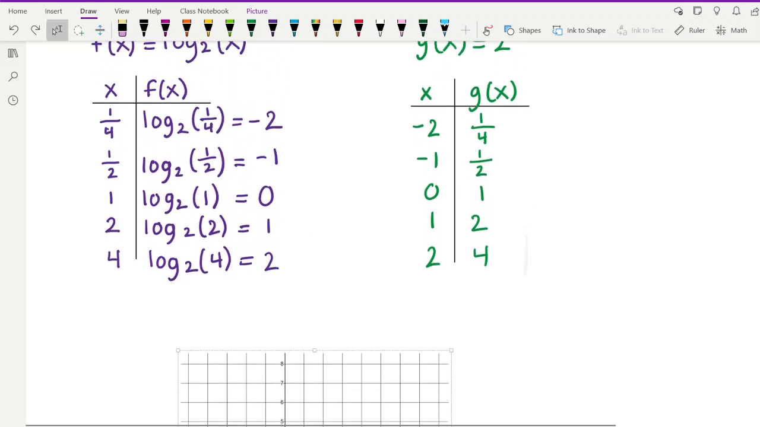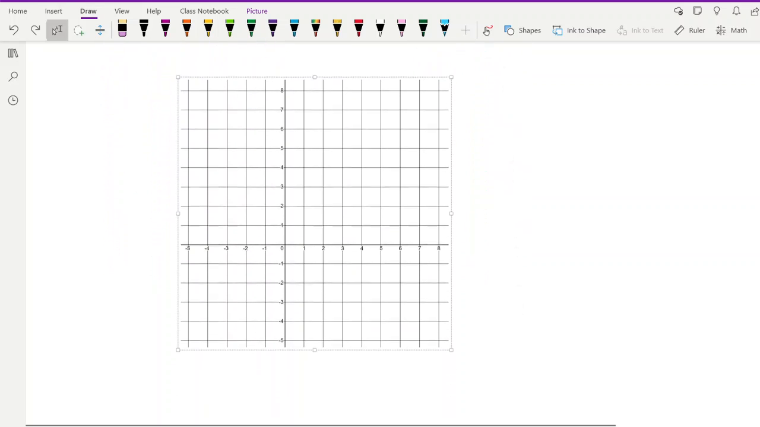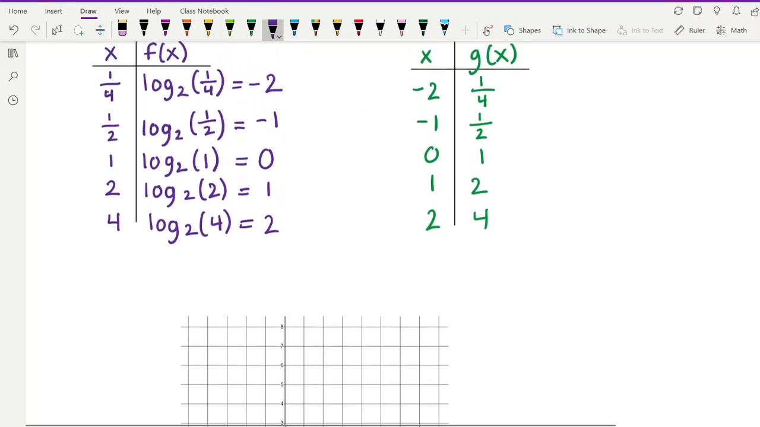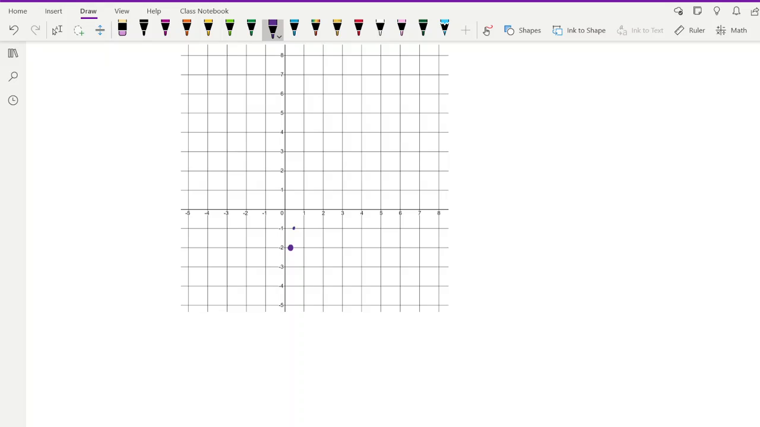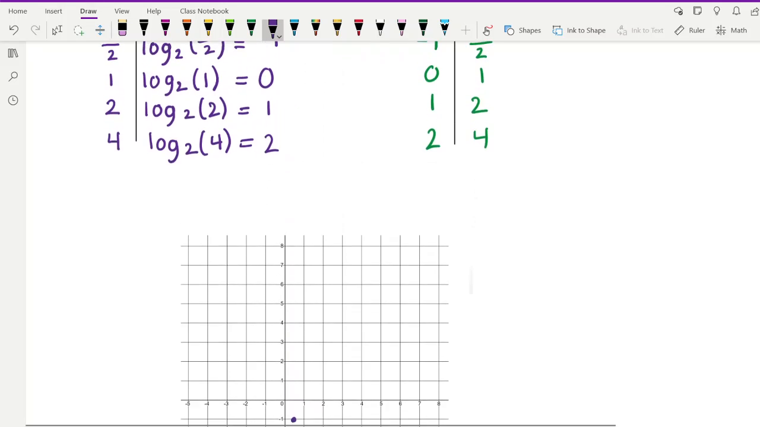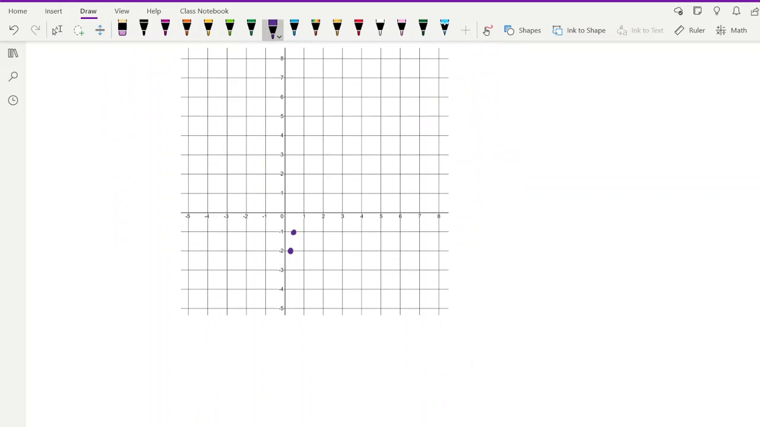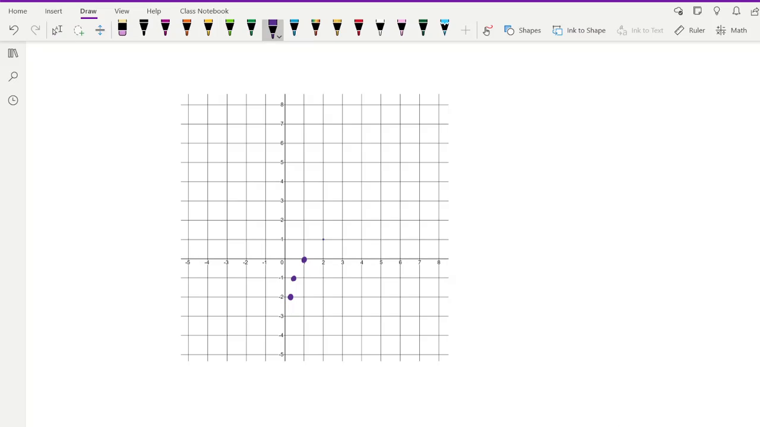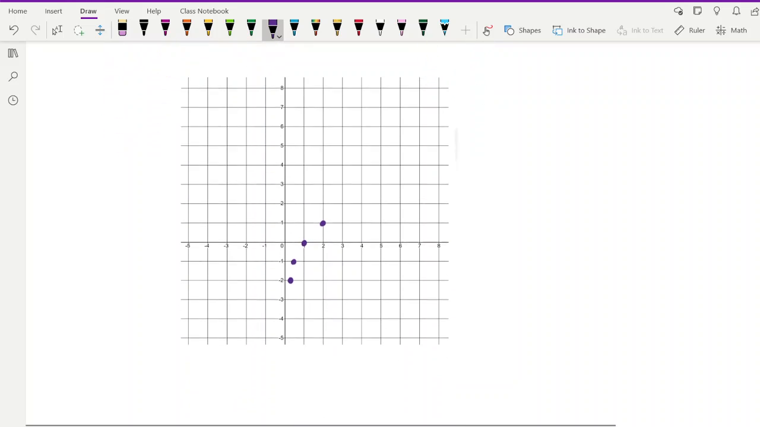Okay, so let's start by graphing the logarithmic function. So it contains the point 1/4, -2. It contains the point 1/2, -1. So 1/2, -1. It contains the point 1, 0. So 1, 0 would be here. It contains the point 2, 1. And then finally, it contains the point 4, 2.